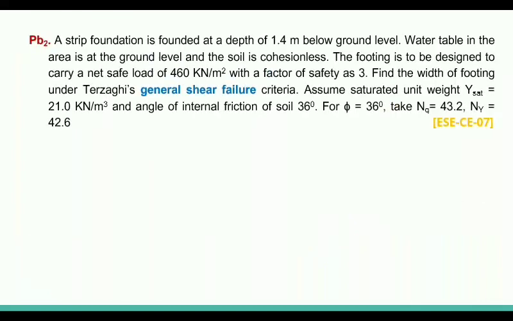Next question we have: a strip foundation is founded at a depth of 1.4 meter below the ground level.